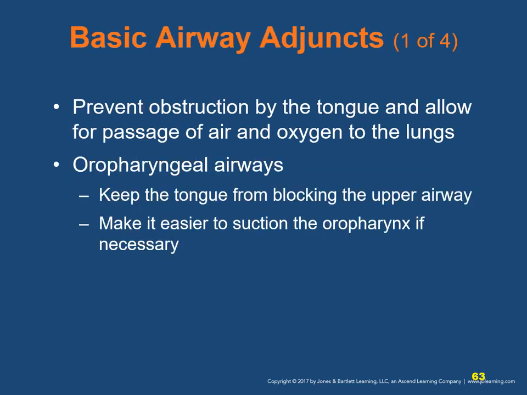There are different types of basic airway adjuncts that you can use. These help prevent obstruction by the tongue and allow for passage of air and oxygen to the lungs. The first one we're going to discuss is oropharyngeal airways. These keep the tongue from blocking the upper airway and make it easier to suction the oropharynx if necessary. Suctioning is possible through an opening down the center or along either side of the oropharyngeal airway.